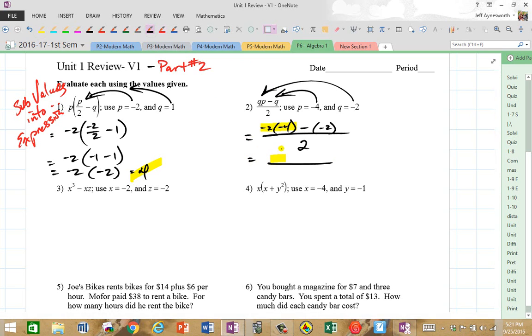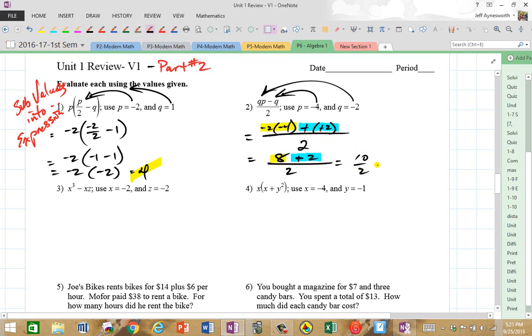Negative times a negative is a positive. And then right here I see a double negative. When you subtract a -2, you add 2. So right there, notice that this portion here is +2, right? Because when you subtract a -2, you add 2. And that entire result there is 10 divided by 2, or 5. Okay? So you substitute in and you evaluate according to the order of operations.